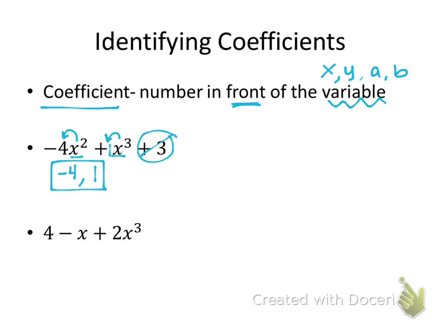So let's look at the next one. Let's look for my variables. I've got an x and an x to the third power. What is the number in front of x? Negative 1. What's the number in front of x to the third power? 2. Does 4 count as a coefficient? No. It's just a standard term, and I don't have to worry about it. So negative 1 and positive 2 are my coefficients, okay? The most important thing is that you remember coefficients are in front of the variable, okay?